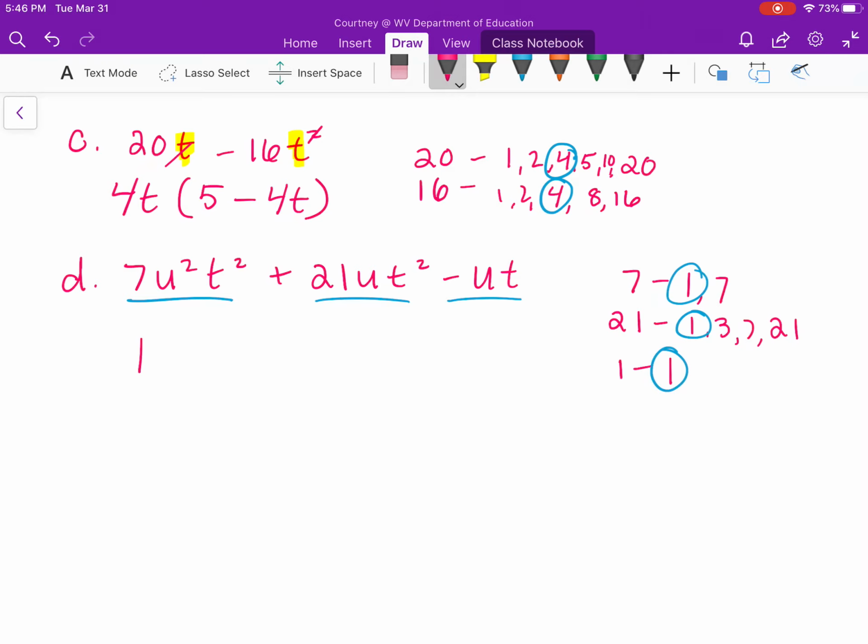But do they have any letters in common? They both have at least one u and at least one t. I'm going to erase my 1 on the outside here because I don't really want that. So do you see that they all have at least one u and they all have at least one t? So go ahead and make your parentheses. Let's write what they have left on the inside. So after we take away a u, this has a 7 still. It has one u left. And it has one t left.